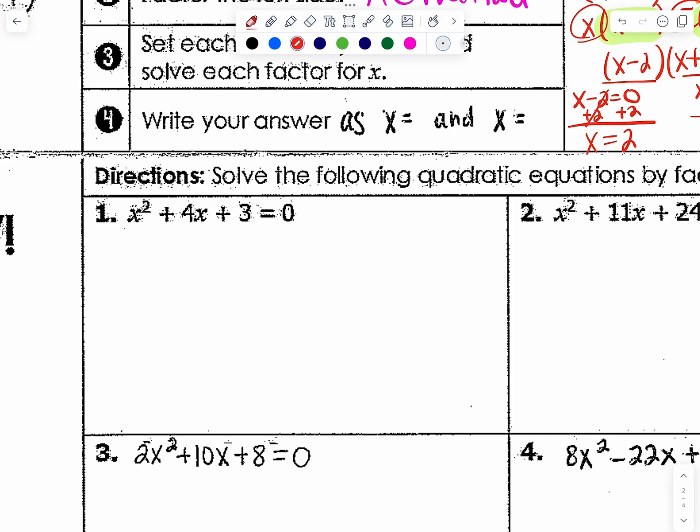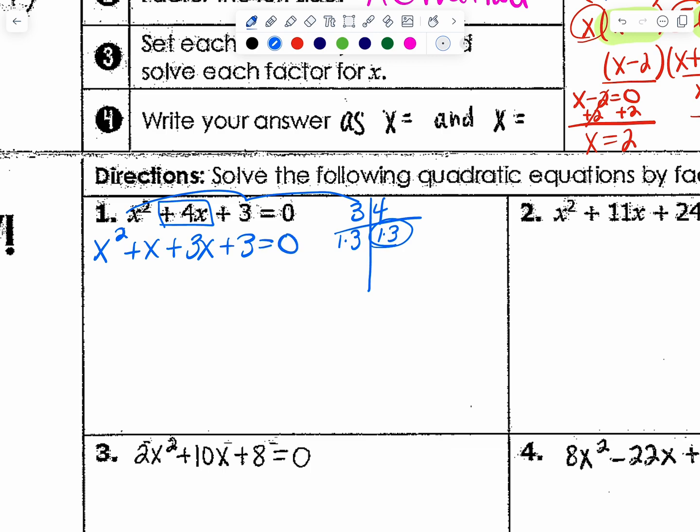All right, so if we look at this first one, it's already equal to 0, so we're good. Step 1 is done. Then we're going to do a times c. So I get positive 3, and my middle number is a positive 4. The only factors of 3 are 1 and 3, so we know this is positive 1 and positive 3. So I'm going to rewrite this, taking the plus 4x out and putting in 1x, or just x, plus 3x. And then I bring down my 3 and then put my 0.